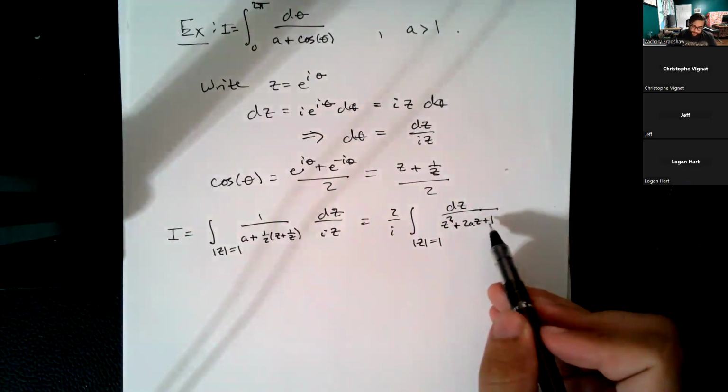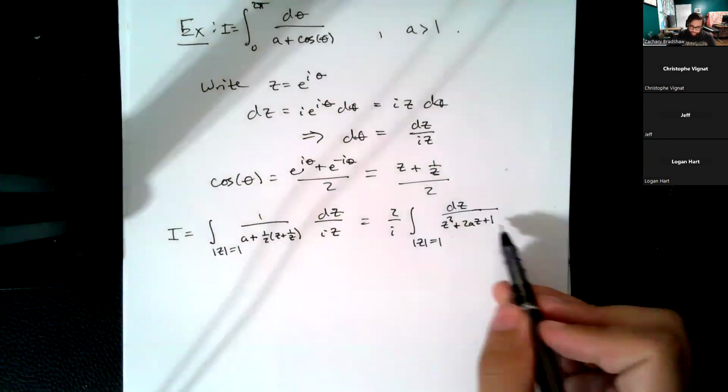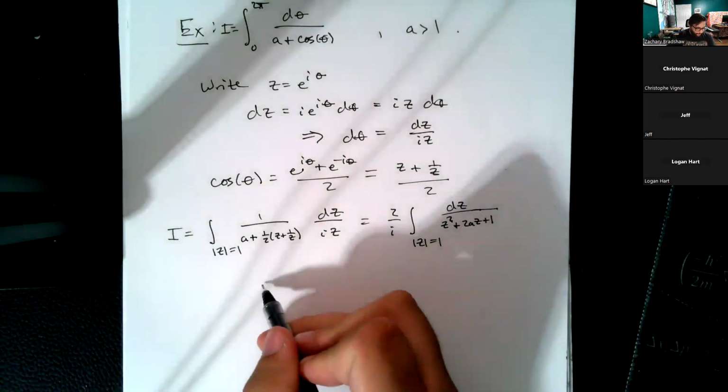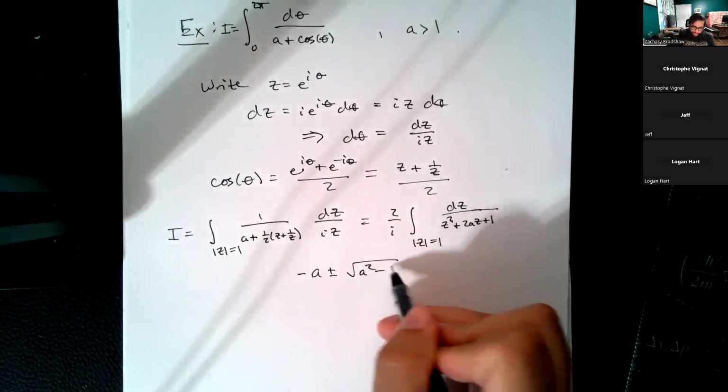Now, we know where the poles of this guy are by the quadratic formula, right? So the roots of this polynomial here are given by the quadratic formula. They're at minus a plus or minus the square root of a squared minus 1.